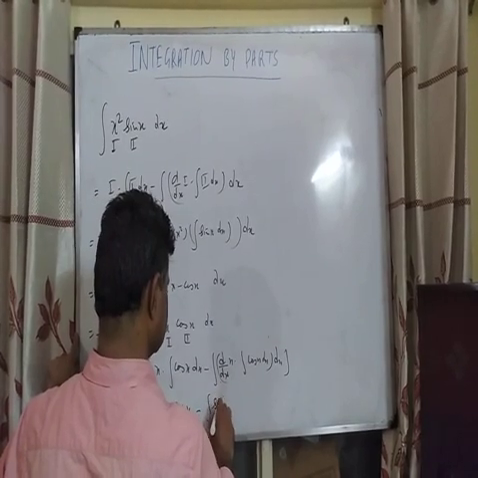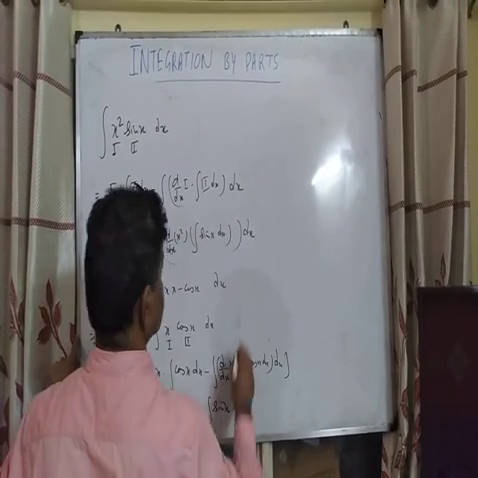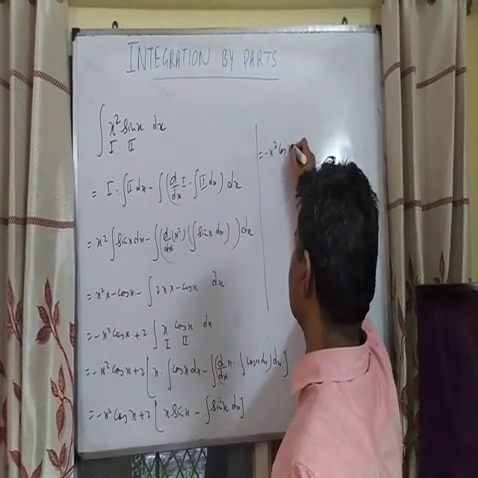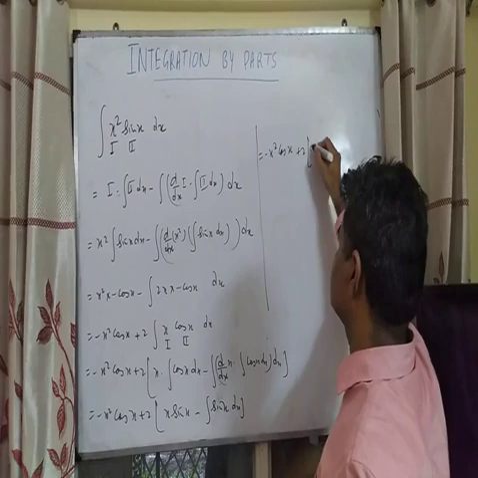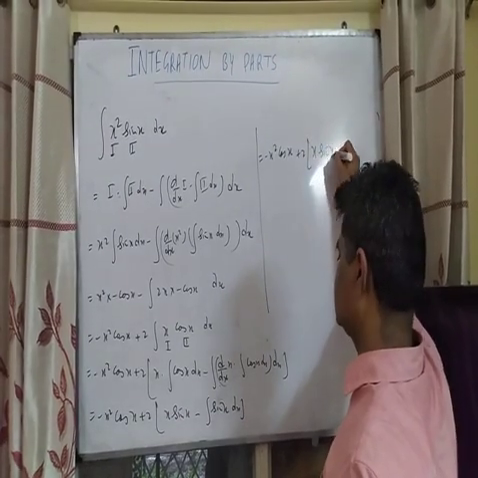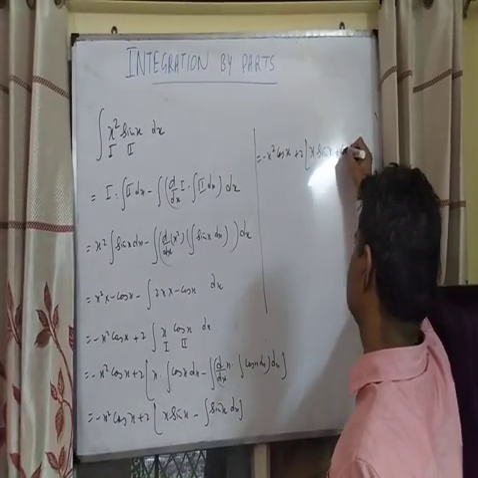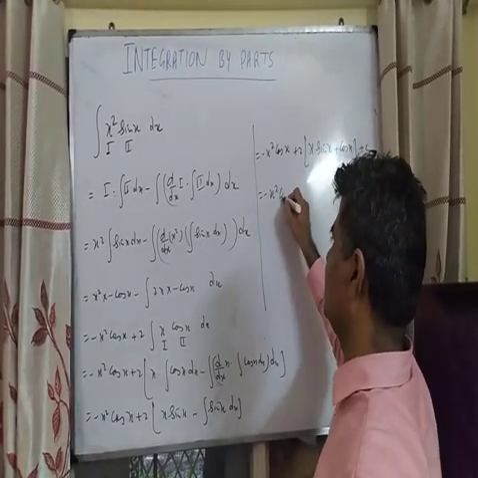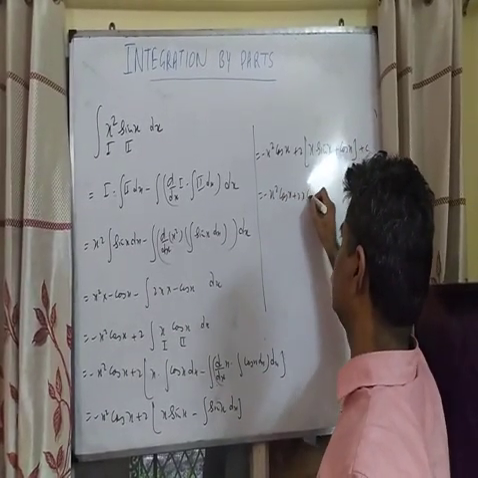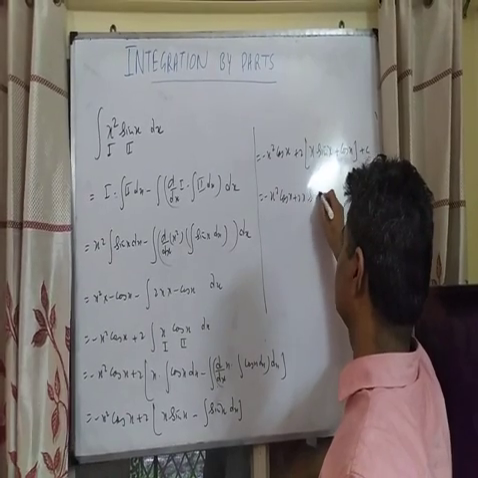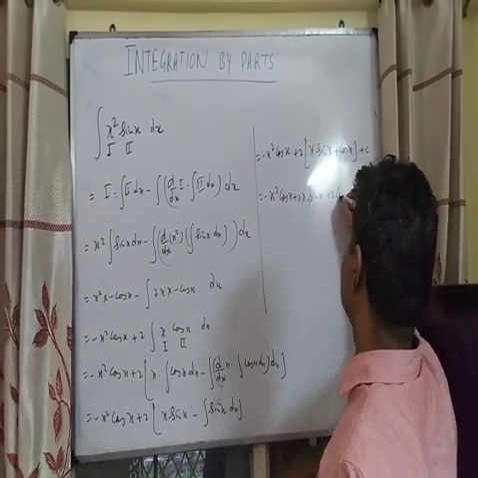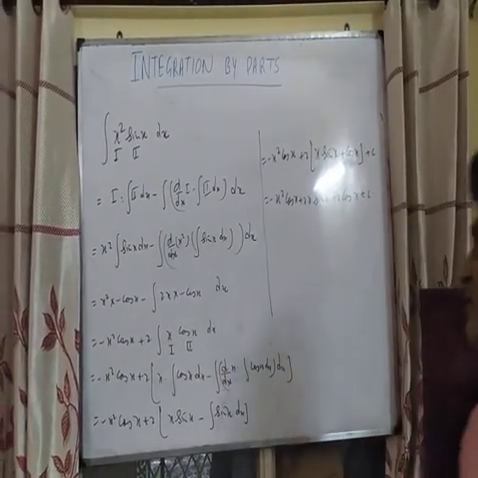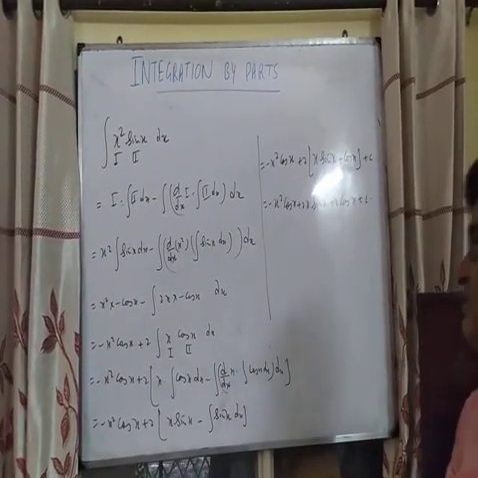So this is minus x square cos x plus twice x sin x, minus this is a 1, sin x dx. So this is minus x square cos x plus twice x sin x plus 2 cos x plus constant. So this is the required solution of this question. So this is the way we are utilizing the integration by parts formula.